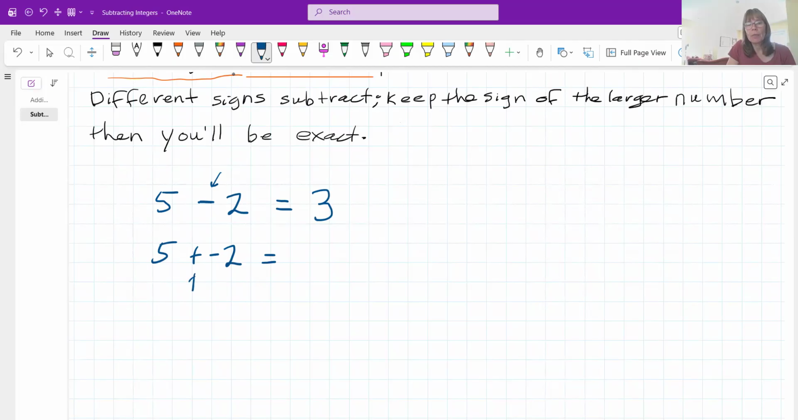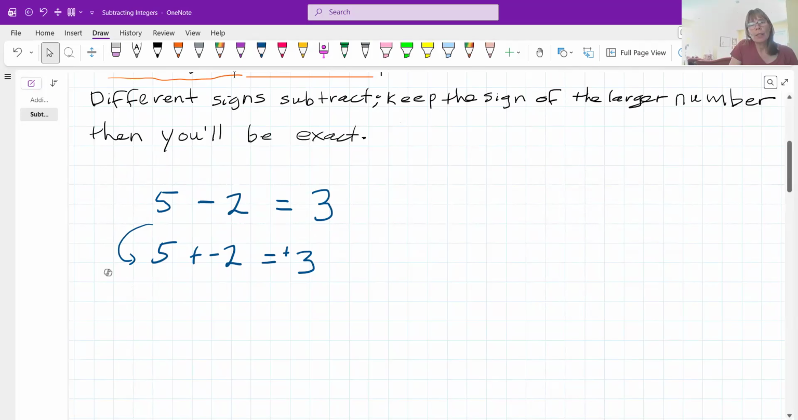So since I've changed this to an addition problem, I can use the rules I did before, where I have two numbers with different signs. I subtract the number and I get 3, and I attach the sign of the larger number, which in this case is 5. So notice when I'm subtracting debt, my net worth is going to go down. I started with 5, but my net worth goes down to 3. So often I don't change a problem like this to an addition problem, but that's one way that you can think about it. You can think about, instead of subtracting money, you are adding debt to your account.